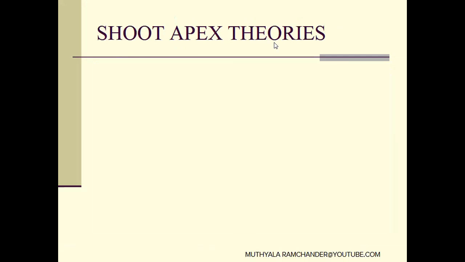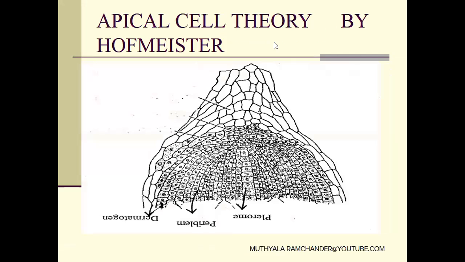The shoot apex theories are also explained by different scientists in different ways. In that, the first theory is apical cell theory by Hofmeister. According to this theory, on the terminal part of shoot apex, only a single tetrahedral cell is present. The single tetrahedral cell is in a pyramid structure. It participates in the periclinal division. The periclinal division produces more tissues. These tissues develop into 3 portions of meristems.